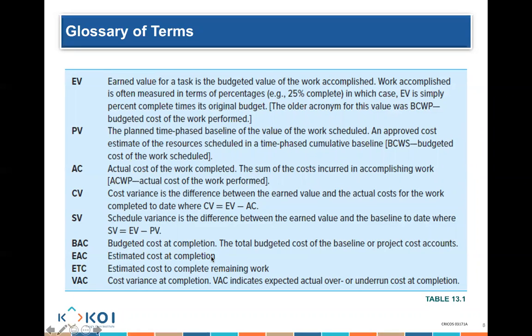Estimated to complete is how much more money, or estimated cost, to complete the remaining work. So how much more money do I need to really complete the work?